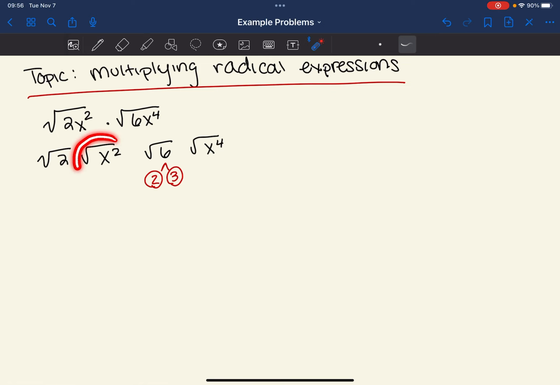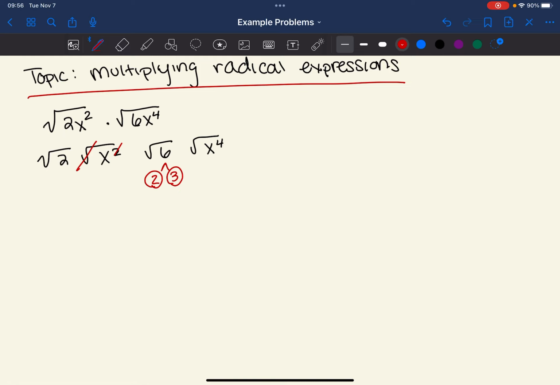For this first x, the square root of x squared, notice that that exponent of 2 is going to cancel with our index of 2. So this cancels each other out and we're just left with x.